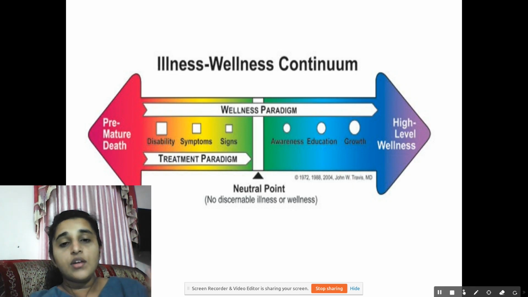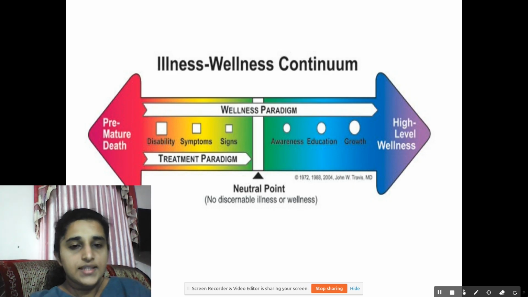In this diagram, there are two arrows in opposite directions. One arrow towards the right and another arrow towards the left. And at the junction, it is known as the neutral point. It is written as no discernible illness or wellness. The arrow towards the right indicates the wellness continuum, and it leads to health and high level wellness. This can be achieved by, as written in three circles you can see: awareness, education, and growth.